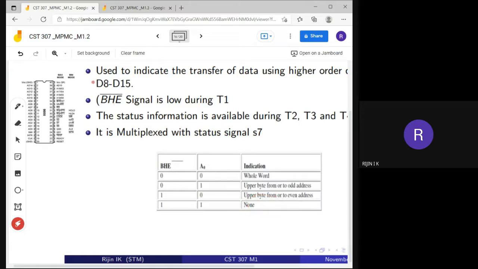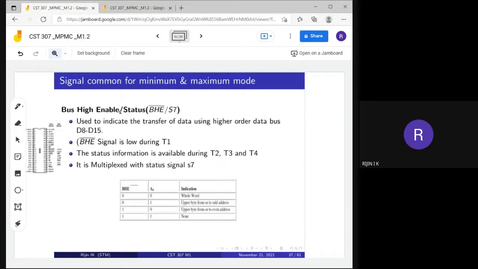So this is what BHE bar S7 means. Just remember that the bus high enable pin is used to indicate the transfer of data using the data bus, and it also shows the status signals. The status signal is available during the clock periods T2, T3, and T4. That is the S7 status signal and the bus high enable pin.